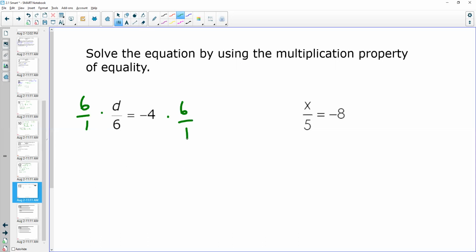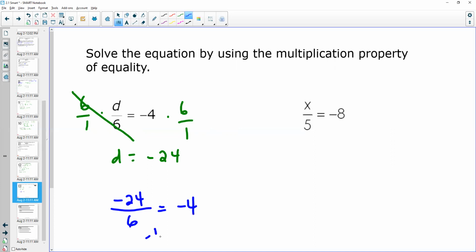What happens is we can cross cancel for fractions. The 6's go away, it just leaves me with d. And remember, my goal was to get that variable alone. d equals -4 times 6 is -24. And then if you want to check, if I put -24 in where I see d, -24 divided by 6, does that equal -4? Well, yeah. So that checks.